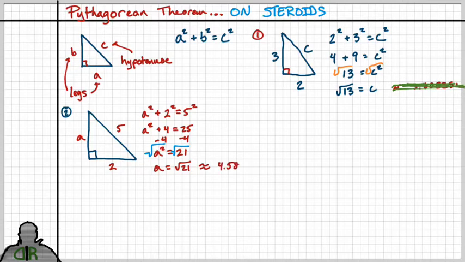The square root of 21 is not nice, so it would be 4.5825756949558 and so on, and it would go on forever. So we have our most accurate answer sitting right here as the square root of 21.